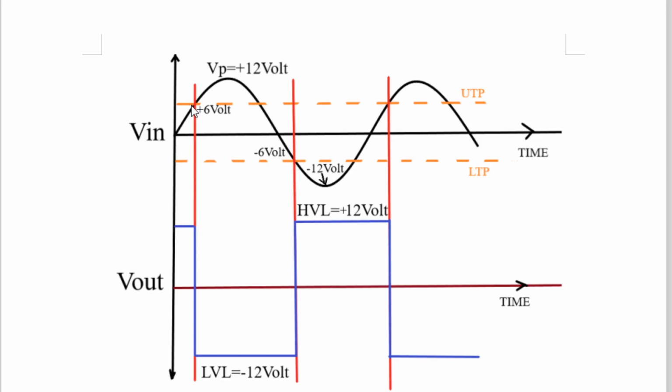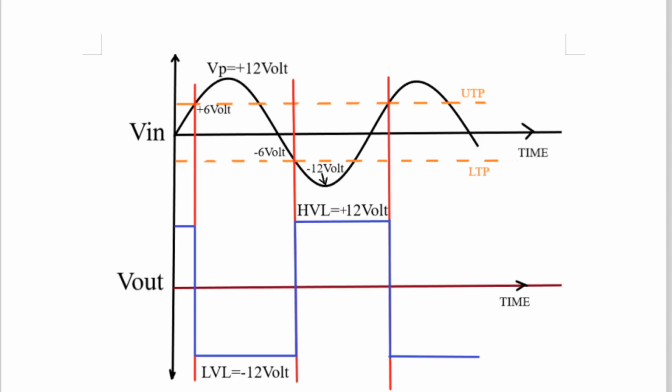As soon as the inverting pin voltage crosses 6 volt, meaning the voltage at the inverting pin becomes greater than the voltage at the non-inverting pin, the output of the op amp changes. Look here, this point is called the upper trigger point, UTP. At exactly 6 volt or just above 6 volt, HVL changes its state and goes to LVL, that is, LVL equal to minus 12 volt, because we have taken plus 12 and minus 12 as the supply.